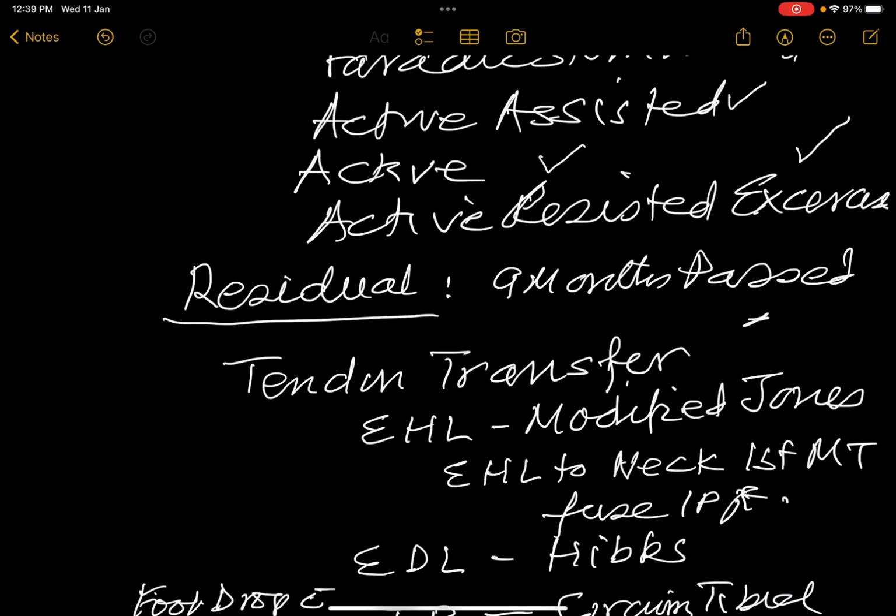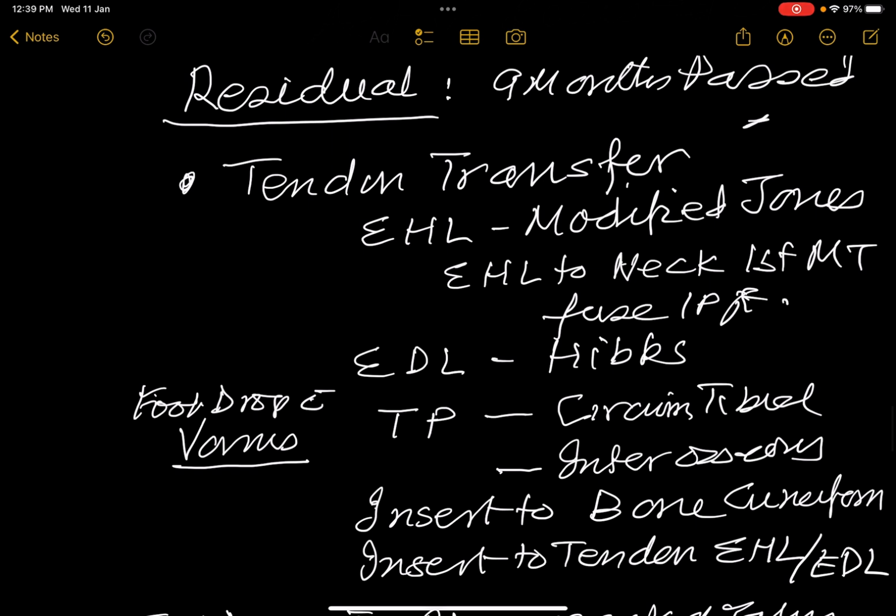Then you must think of, first you must think of tendon transfer, because that restores active dorsiflexion. If the extensor hallucis longus is transferred to the neck of the first metatarsal and the interphalangeal joint is fused, this operation is called modified Jones. Do the same thing with extensor digitorum longus, it is called Hibbs operation.